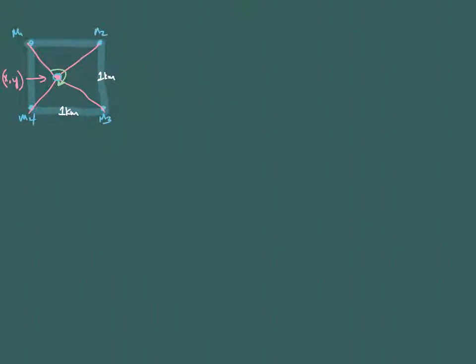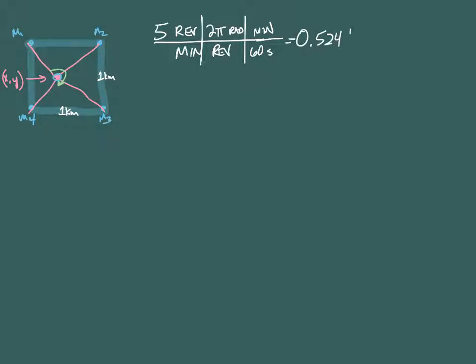It says that we want it to spin at 5 revolutions per minute. All right, so 5 revs per minute. 1 rev is 2 pi radians, and a minute has 60 seconds. So we crunch all of those numbers, and we're going to get 0.524 radians per second, half a rad per second. That's pretty slow. Okay?